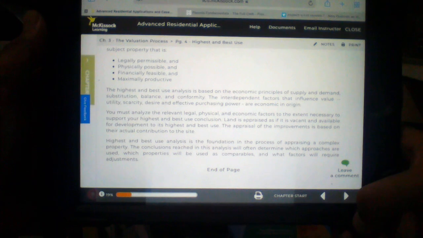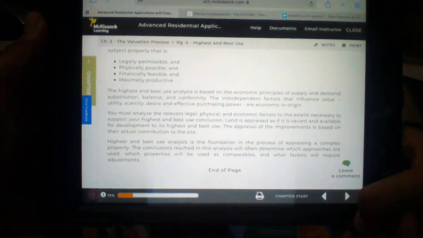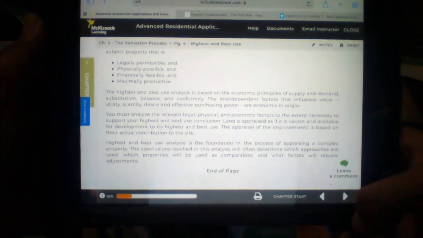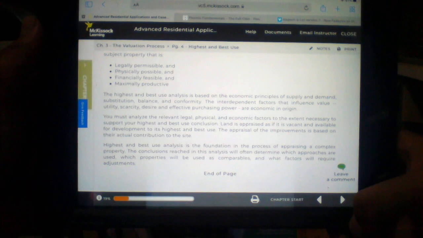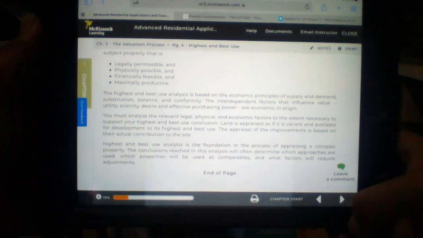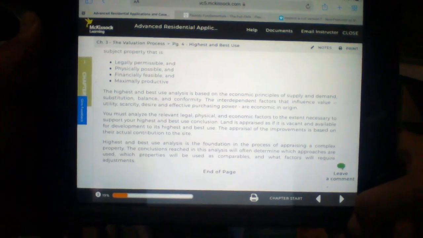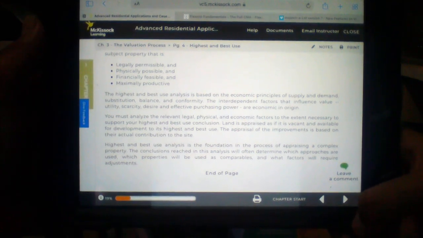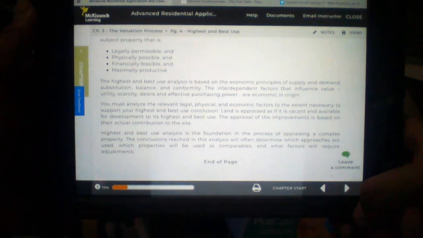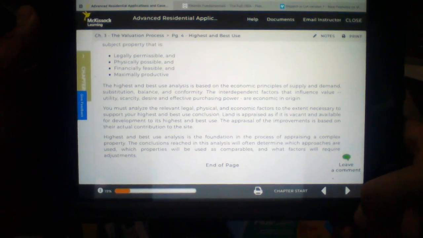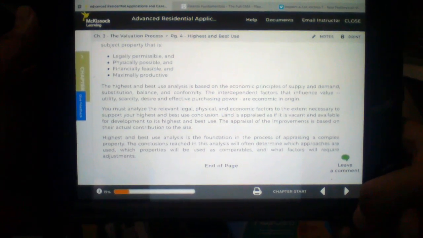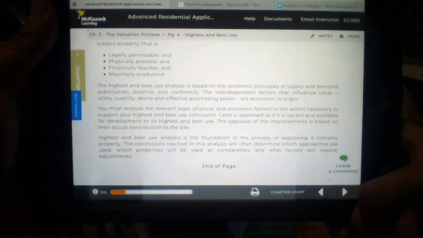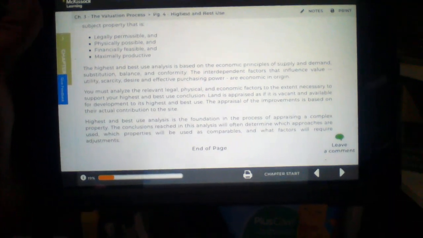Land is appraised as if it is vacant and available for development to its highest and best use. The appraisal of the improvements is based on their actual contribution to the site. Highest and best use analysis is the foundation in the process of appraising a complex property. The conclusions reached in this analysis will often determine which approaches are used, which properties will be used as comparables, and what factors will require adjustments. End of page.